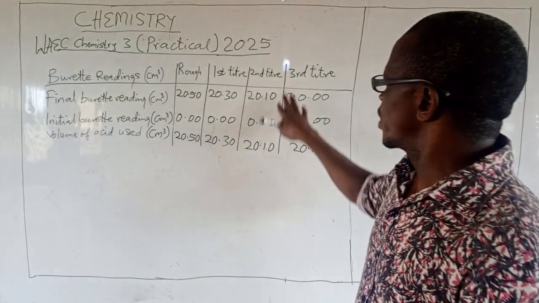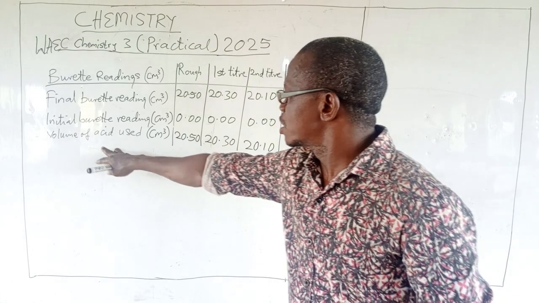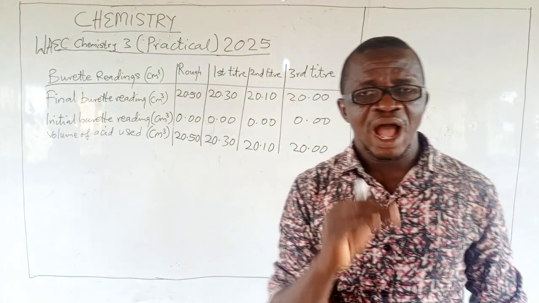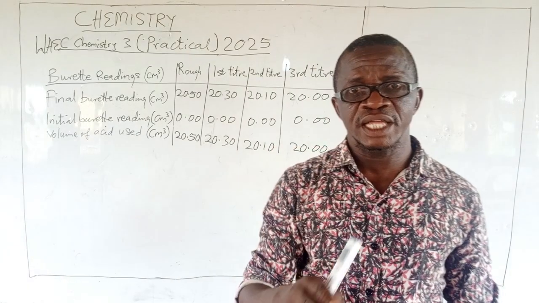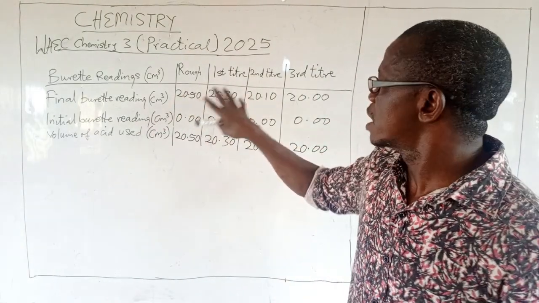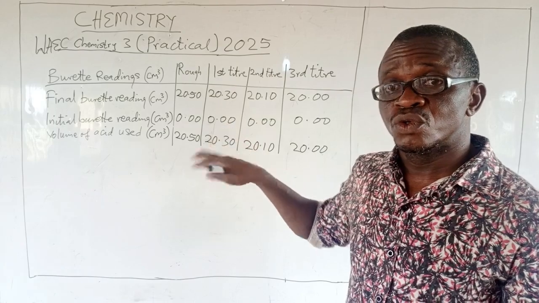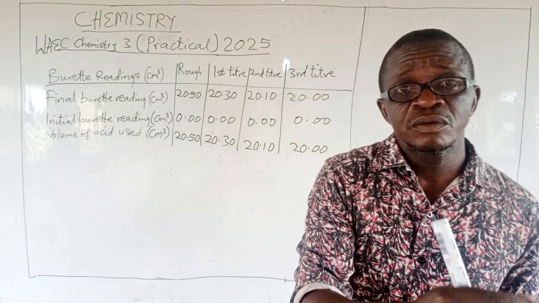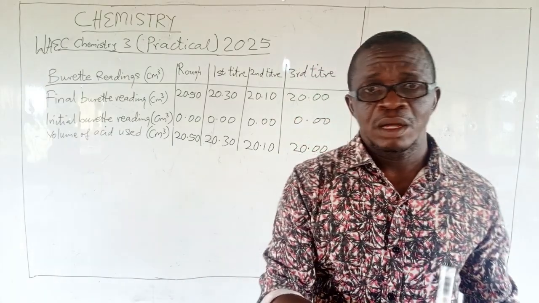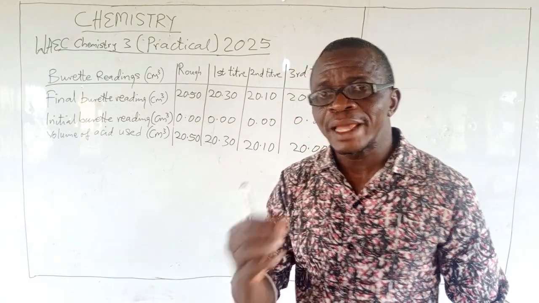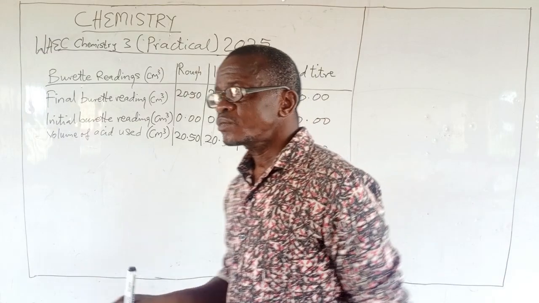Okay, now when you do this, you can calculate the average titer value. But before you calculate that, let me point out the mistakes that are expected from you. You may be committing 1 or 2 or 3 or any number, and then you will be penalized. Okay, very important.